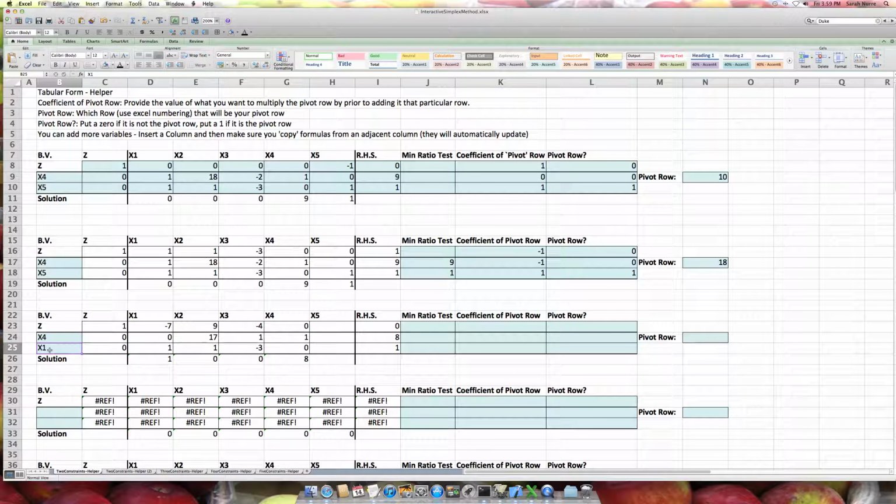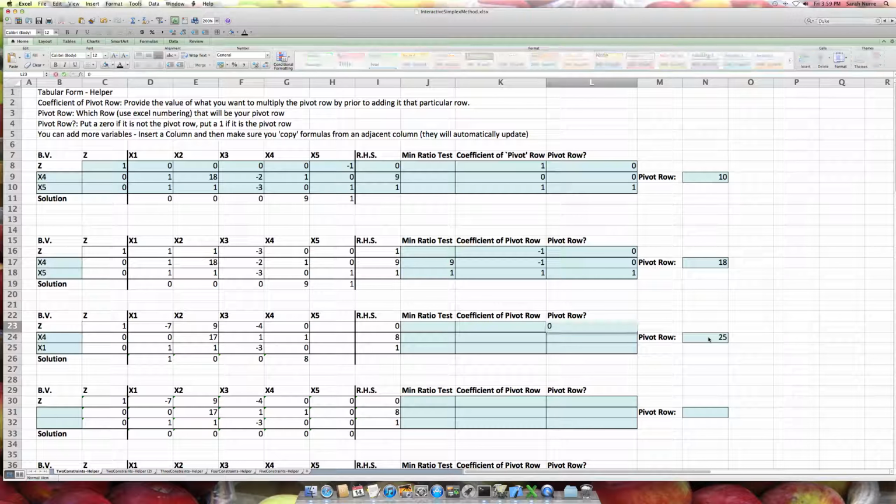I need to say, with this new objective function, am I in the correct form? So for a basic feasible solution, I have to have 1 and all zeros, and then 1 and all zeros. So x4 is fine, but x1 is not because I have a negative 7 here. So now I just need to pivot on this row 25 to zero out this value, negative 7. So I'm going to pivot on 25. I'm going to set that equal to my pivot row.